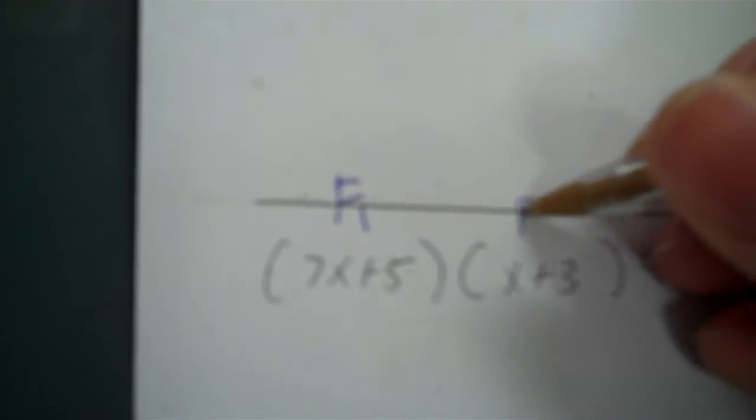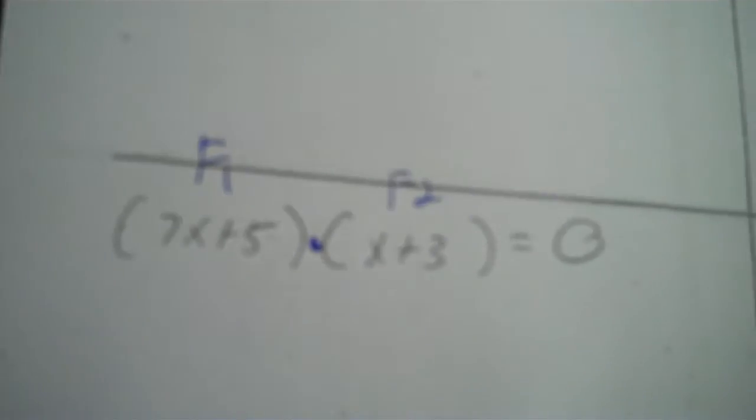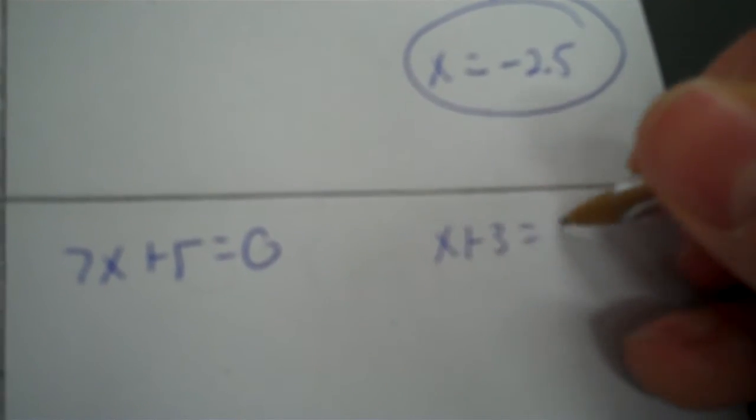Okay, next problem. F1, F2. So 7x plus 5 equals 0, and then x plus 3 equals 0. Okay, so between 7 and x, there's no symbol. That means times. Between x and 5, you have a plus, so you circle the times. And first, you take out the plus 5 with a minus 5.